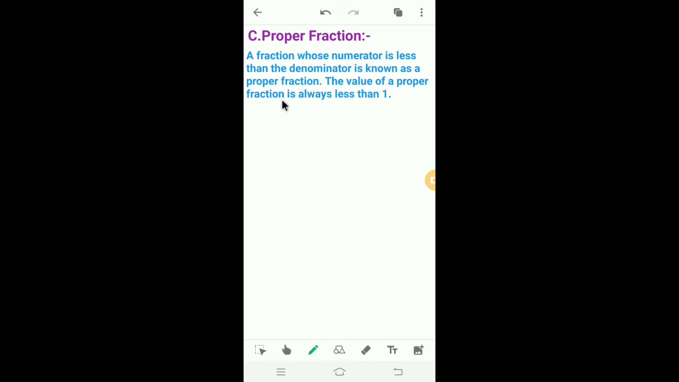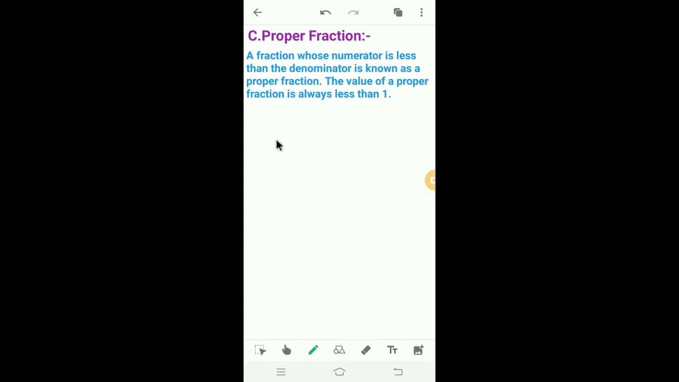The value of a proper fraction is always less than 1. A fraction whose numerator is less than the denominator is known as a proper fraction. The value of a proper fraction is always less than 1.